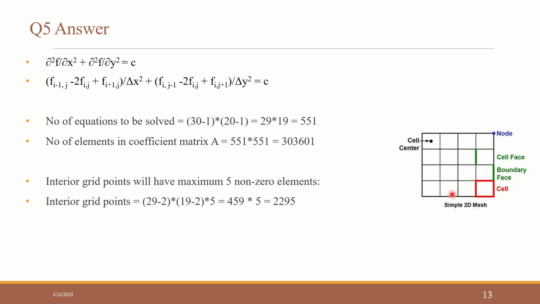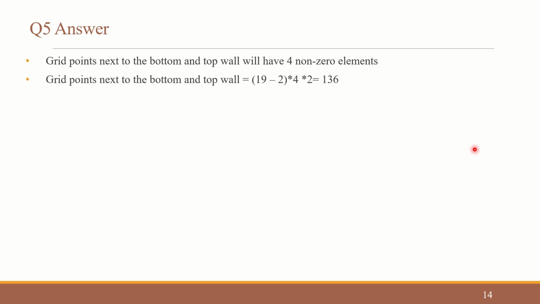Yeah, it is in the y dimension. So here it will have 1, 2, 3, 4 values, 4 non-zero values. Similarly for this point it will have 1, 2, not 1. This is boundary, it will go 1, 2, 3 and 4. 4 non-zero values. Grid points next to the top and bottom wall will have 4 non-zero elements.